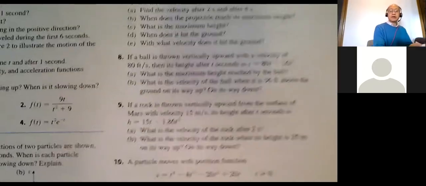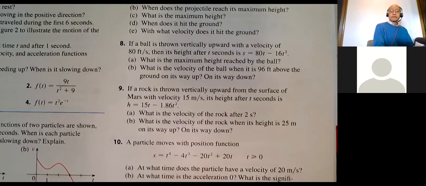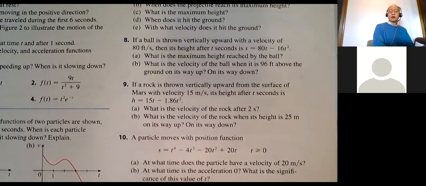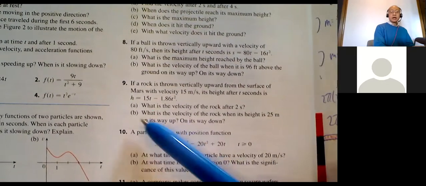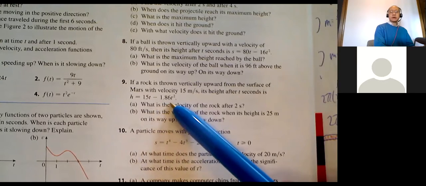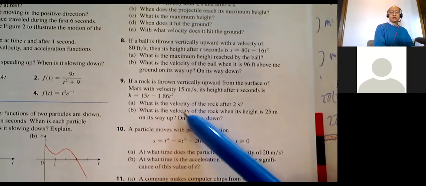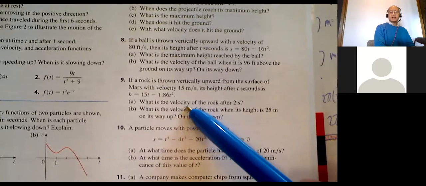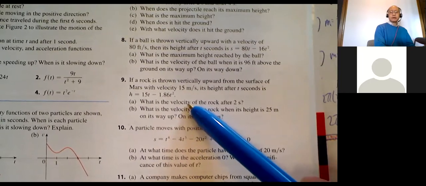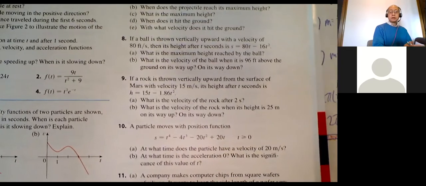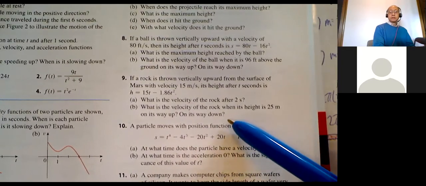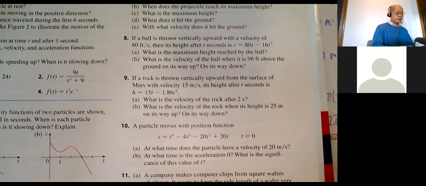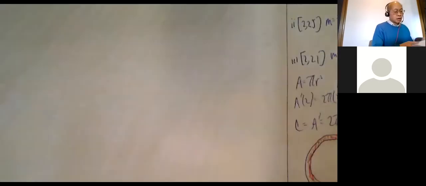And number 9 is very similar, so I'll let you do number 9 on your own, I think. Okay, number 9, if a rock is thrown vertically from the surface of Mars with velocity 15 meters per second, the key thing is this formula here, right? Height is 15t minus 1.86 t squared. Okay, so you can figure out the rest of that. So velocity, take the derivative. Okay, first derivative, and then plug in 2. All right, so I'll let you try the rest of that, but I will now go to focus on problem number 11. That looks like it's a little bit more complicated.